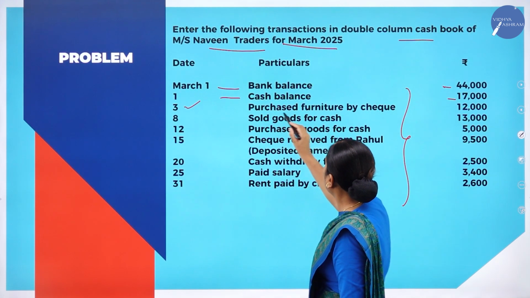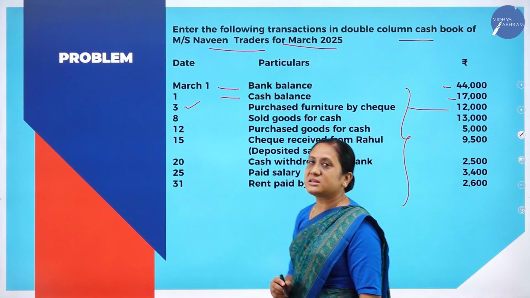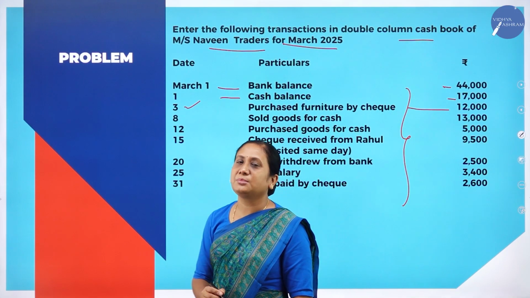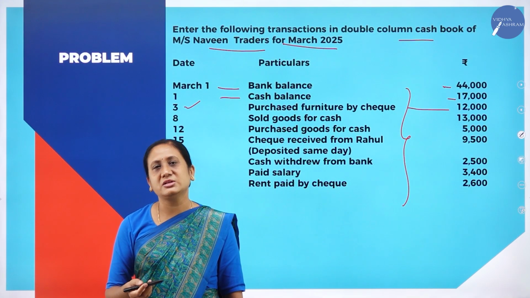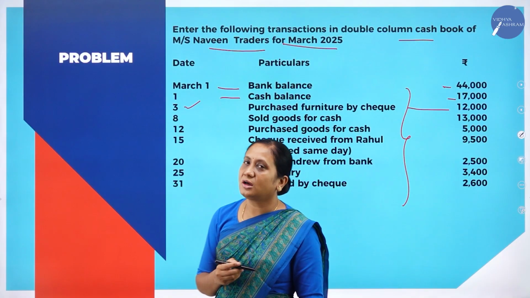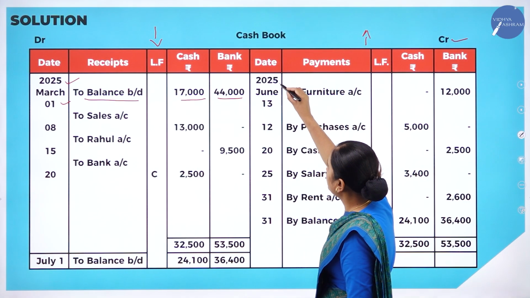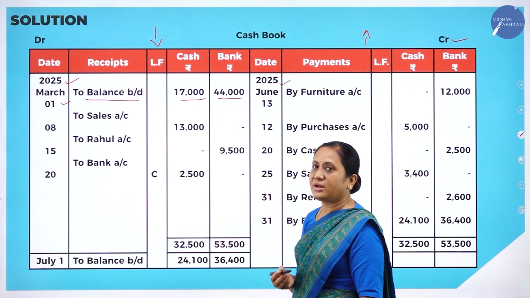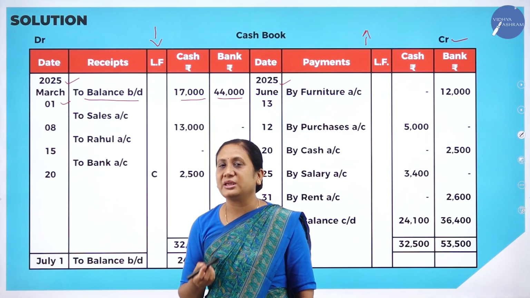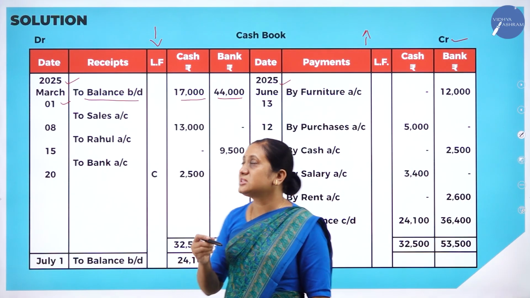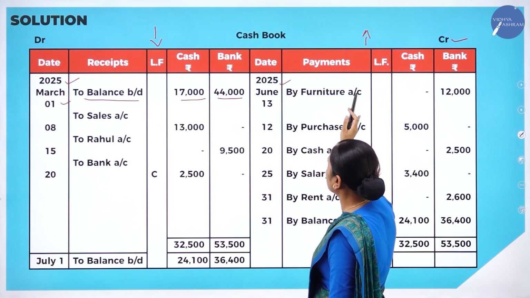Okay. Now, March 3, purchased furniture by check. What is the transaction? Purchased furniture by check. What is the meaning of this? The business is buying furniture by paying check. Now we will record this. When the business is buying furniture, there is an outflow of cash. That is why we enter it on the credit side.